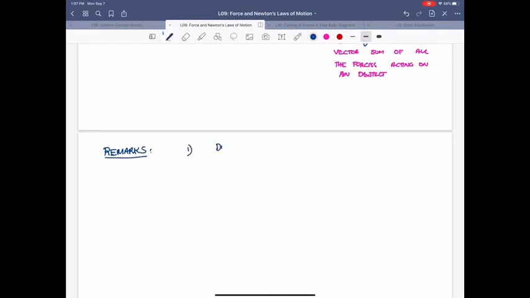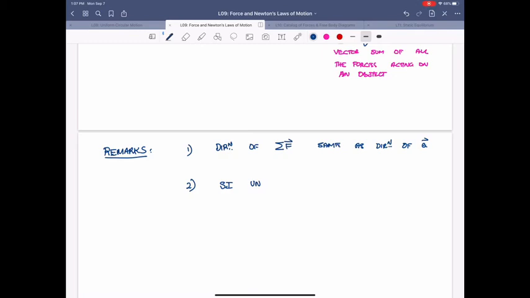First, the direction of the net force is the same as the direction of the acceleration. So if you add up all the forces acting on the object, the direction of the net force that you get is going to be the same as the direction of the acceleration. The second is that this equation also tells us what exactly we mean by a force of 1 Newton.